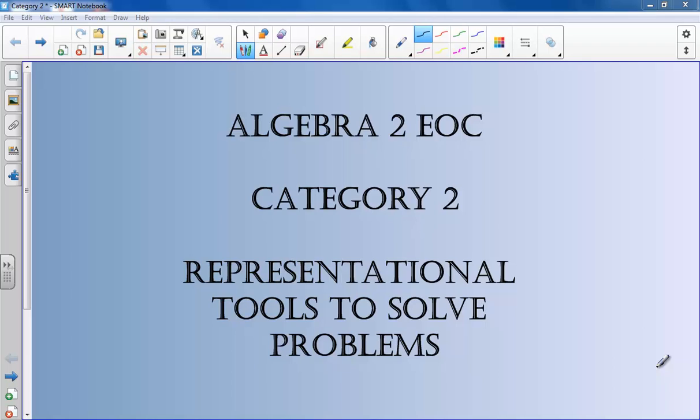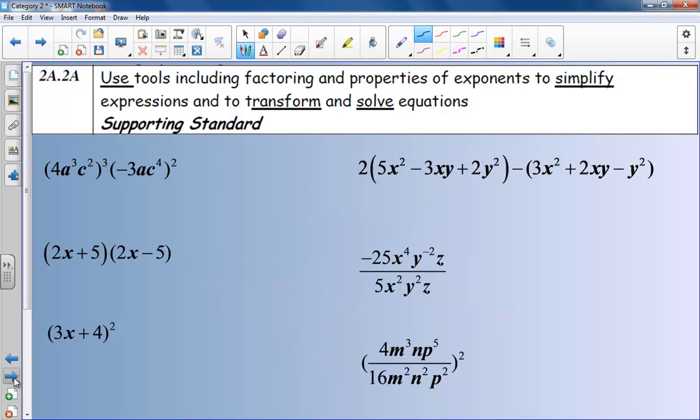Okay, category 2, representational tools to solve problems. We're going to start with a quick review of exponent rules. So I have a lot of things going on. I've tried to pick ones where there's a lot of rules being used so we can review as much as possible. So right here, I have an exponent outside, and I have exponents inside.